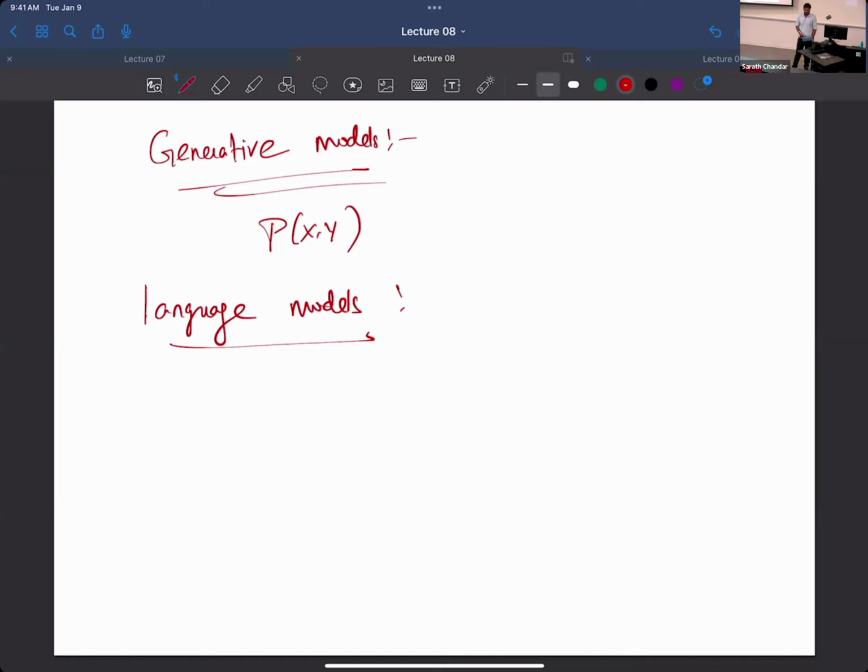So why do we call them generative models? Because they are essentially trying to model the probability of the joint distribution of words, for example, in the case of language models. Okay, for example, just as a cartoon example, if you have a document which has 5 words, then essentially language models are trying to model P of W1 to W5.